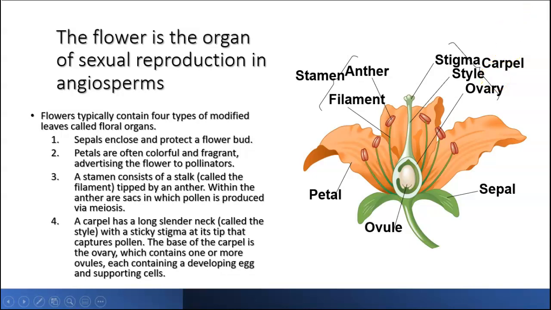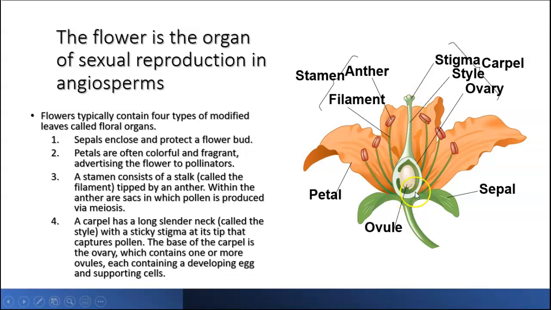A stamen is the male part of the flower. The stamen is made of the anther, which produces the pollen, these little sacs up here at the top, and the filament, which holds them up above the base of the flower. The carpel is the female part of the flower, and it's got a long slender neck called the style, and at the top of it is the stigma, which is sticky where the pollen can stick to it.